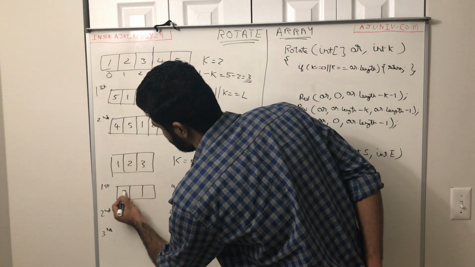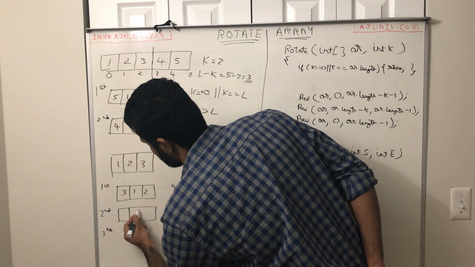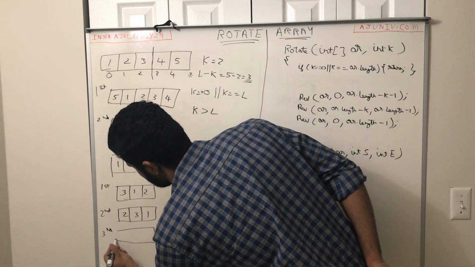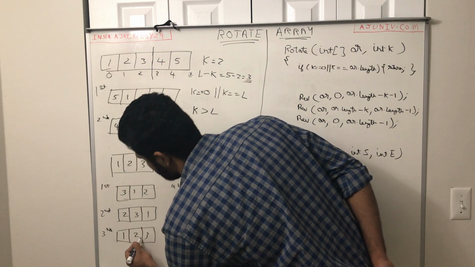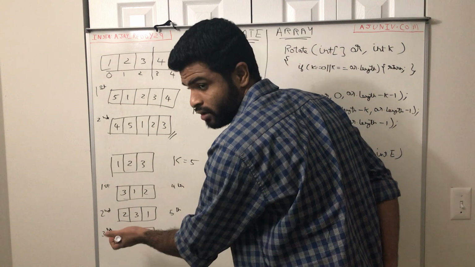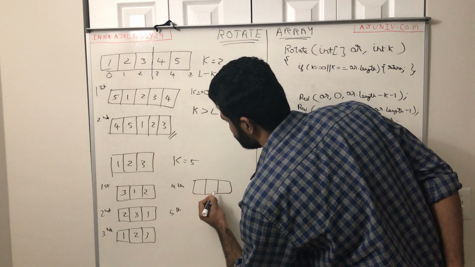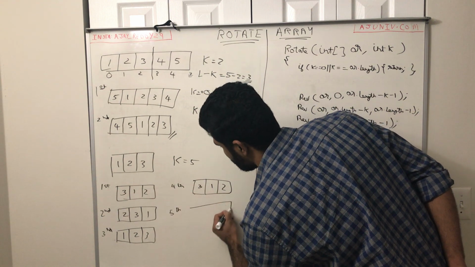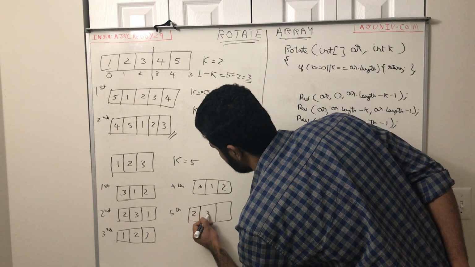After first rotation, it would be 3, 1, 2. After second rotation, it would be 2, 3, 1. After third rotation, it would be 1, 2, 3, which is same as the original array. And let me complete this. After fourth rotation, it would be again 3, 1, 2. After fifth rotation, it would be 2, 3, 1.